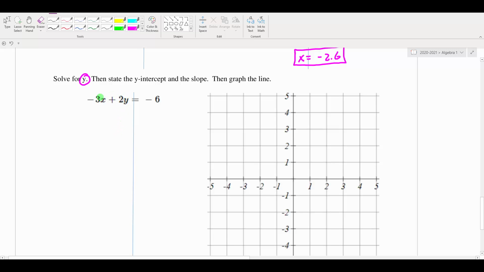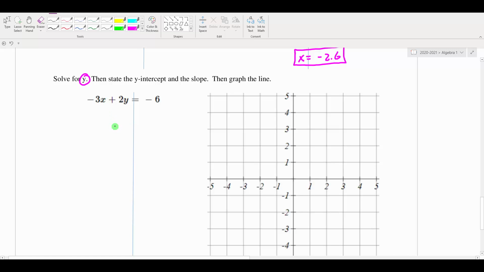So anything that's not a y over here, the 2, the negative 3, the x, all that stuff needs to move over here. All right, so when we solve for something, it means we get that something by itself. Anything that is not a y has to go to the other side. The other big difference about this is that we're not going to get a number in the end. Instead, we're going to get an equation. Not just any equation, but an equation for a line. All right, so let's see how this works out.